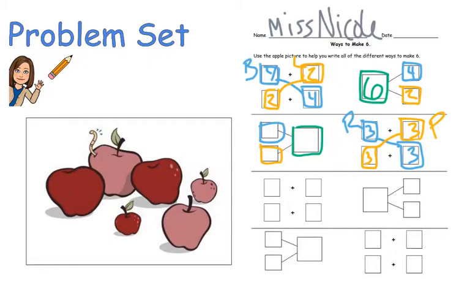Okay. Fill in your 2 parts. We had 3 and 3. And how many apples do we have all together? What's 3 plus 3? Fill it in. It's 6.